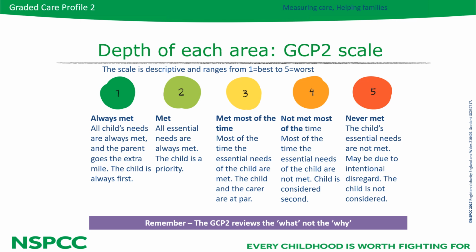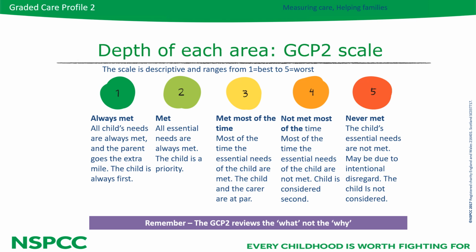Okay, so what do I mean by 1 to 5? I've said a couple of times that we scale from 1 to 5, and 1 is good and 5 is bad. So the scaling is in front of you there. When we think about 1, we're thinking about the child's needs are always met. The parent goes above and beyond for the child, and the child is always put first.